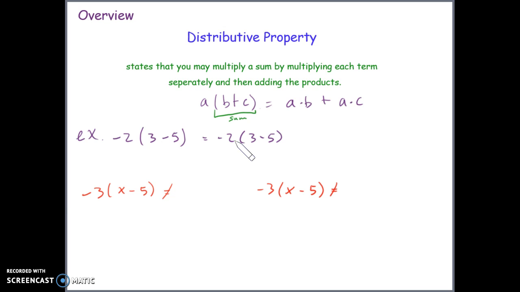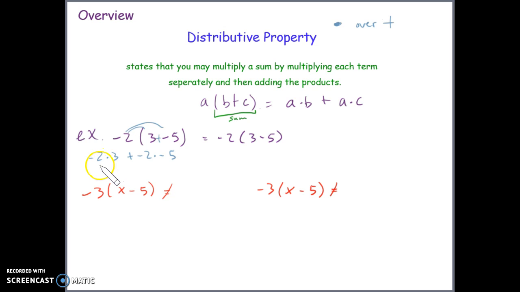So if we follow this distributive property, I can go ahead and multiply this negative 2 to each of the terms. Now when I do this, note that this is the distributive property of multiplication over addition. It does not say anything about subtraction. So technically what I'm doing here is turning this negative 5 into a plus a negative 5. So it's not distributing over subtraction, it's distributing over addition, right? So we have negative 2 times 3 plus negative 2 times a negative 5.